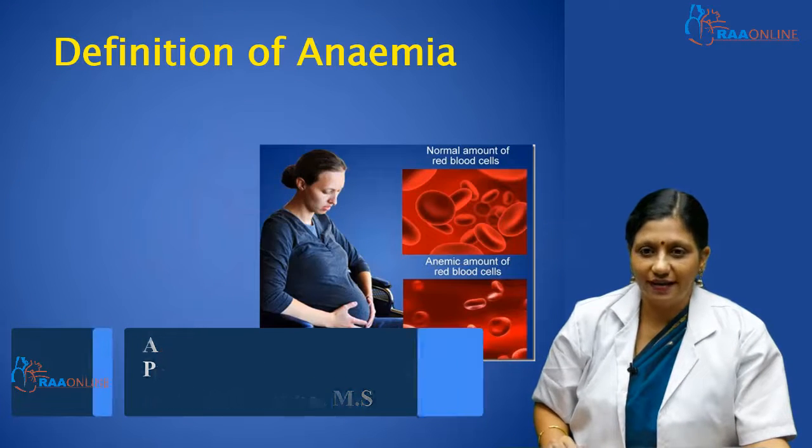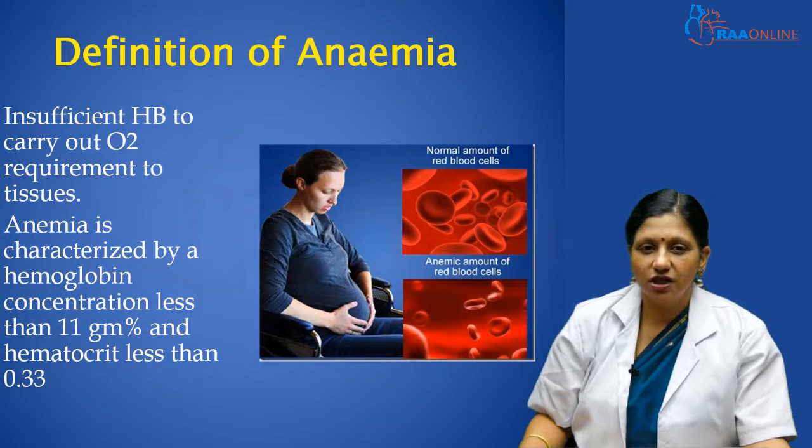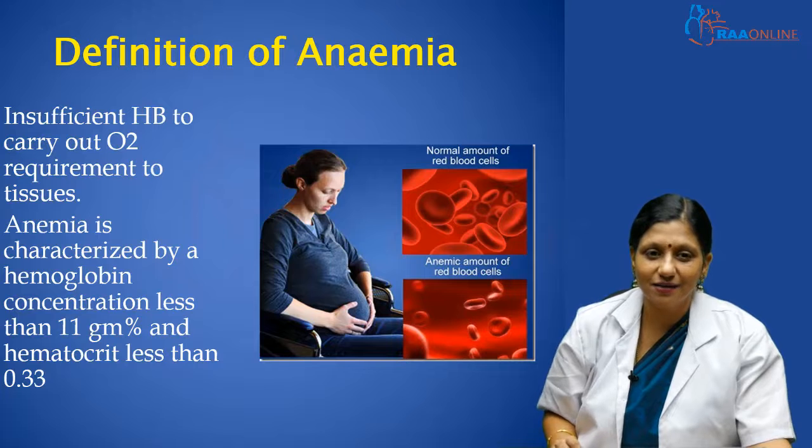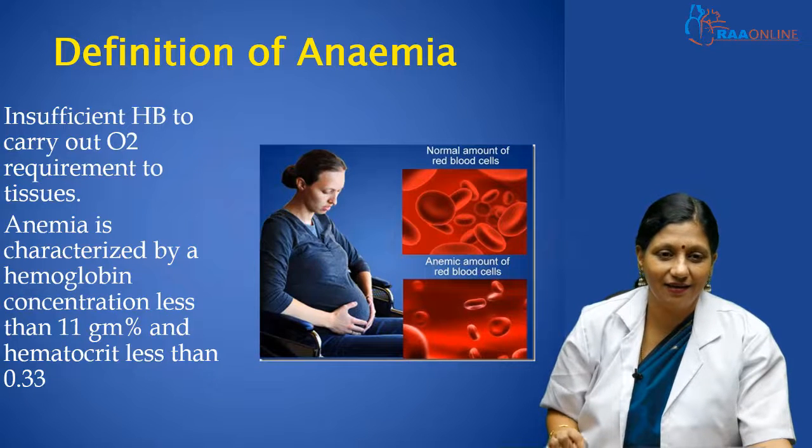So how do we define anemia? It is an insufficient hemoglobin to carry the oxygen requirement to tissues, and anemia is characterized by a hemoglobin concentration less than 11 gram or a hematocrit less than 0.33.